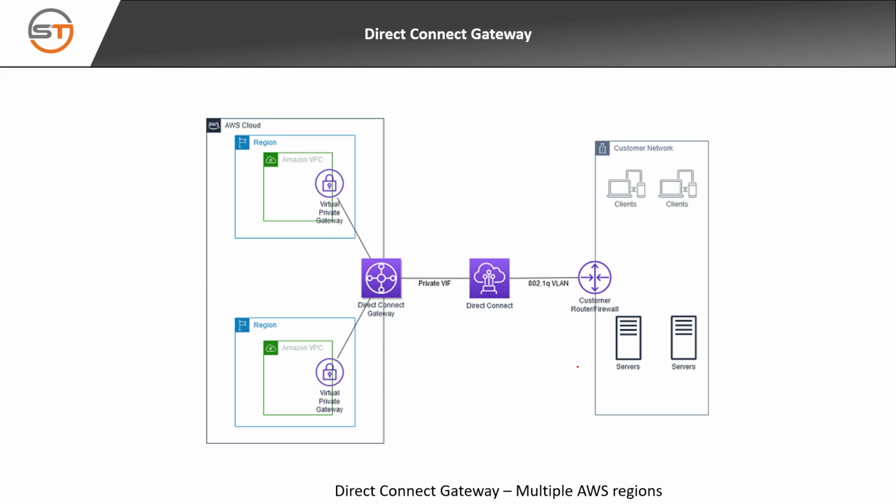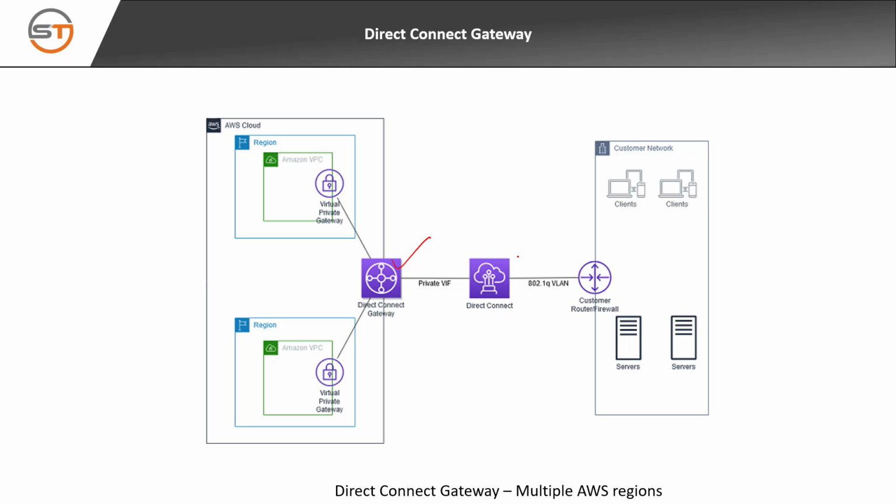So next is Direct Connect Gateway. In a Direct Connect connection, we have seen that we can connect to a VPC from your corporate data center. But what if you want to connect to more than one VPC, either in the same region or in a different region? For that purpose, we need Direct Connect Gateway. AWS Direct Connect Gateway is a service built on top of AWS Direct Connect. It allows AWS Direct Connect users to connect multiple VPCs in the same or different region to their Direct Connect connection.